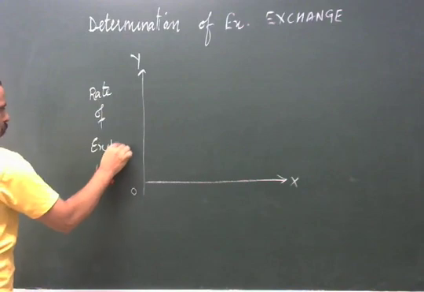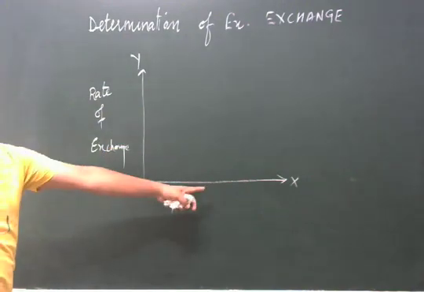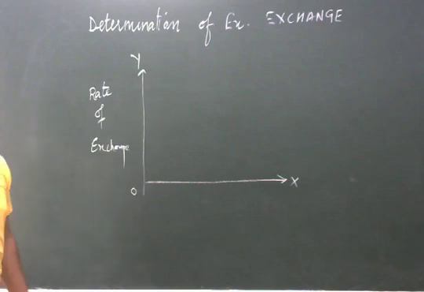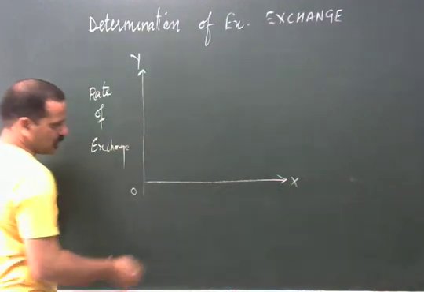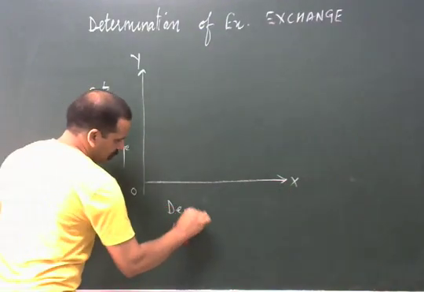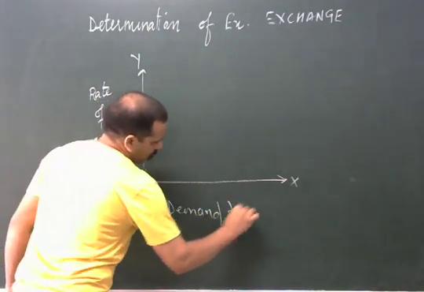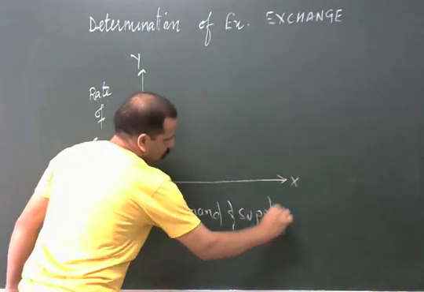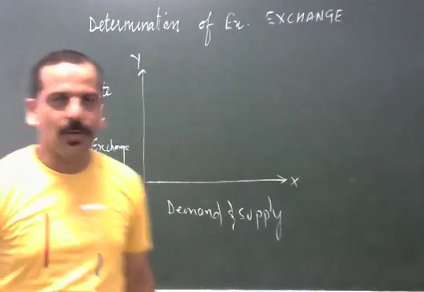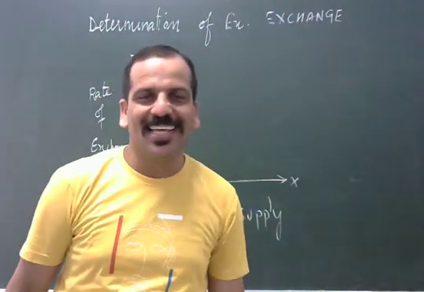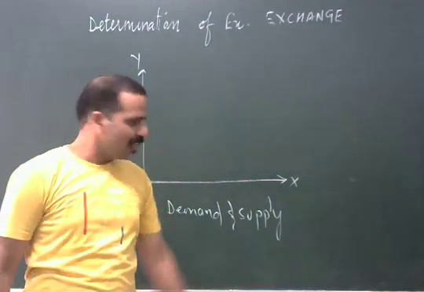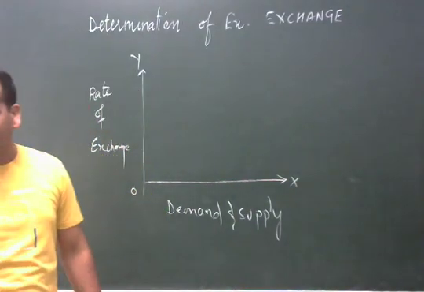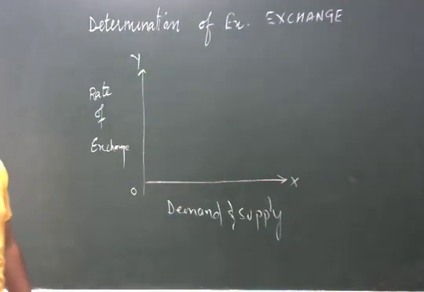Rate of exchange on the OX axis? Utkarsh, are you there? Let me know what I should write on the OX axis. Demand and supply. Demand and supply of what? Apples or oranges? Should I write here the supply of oranges or apples?